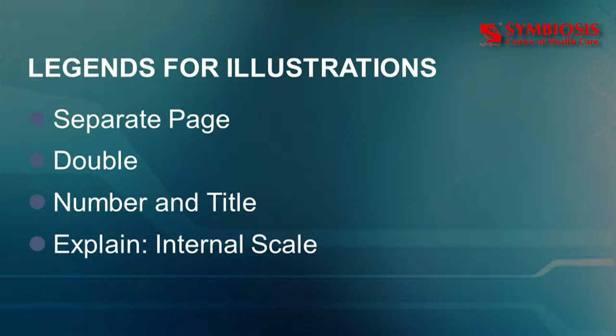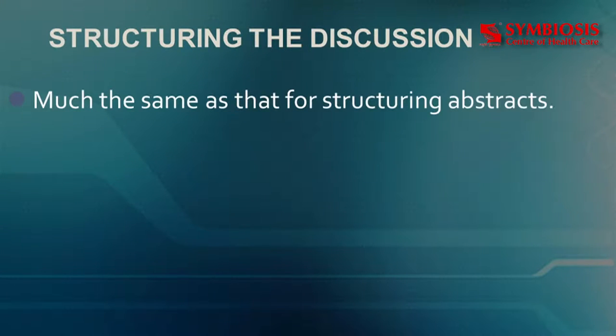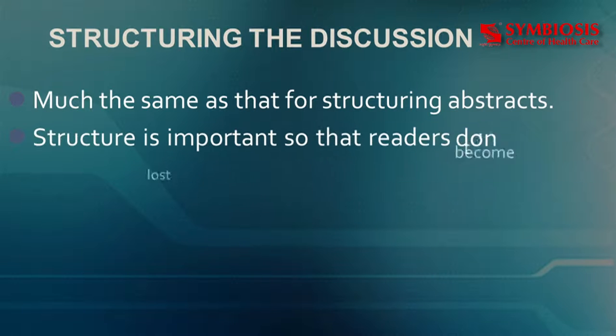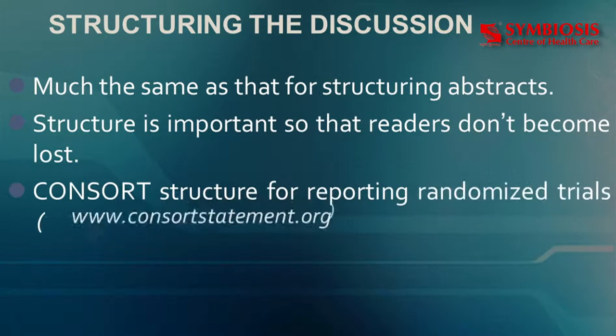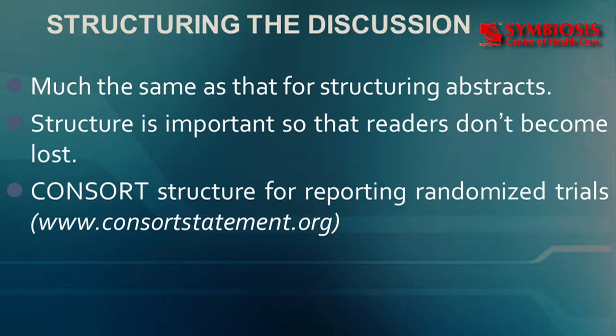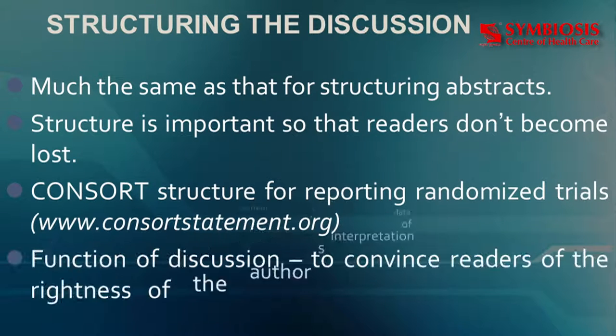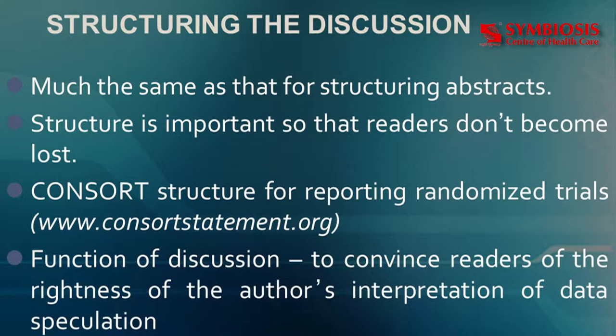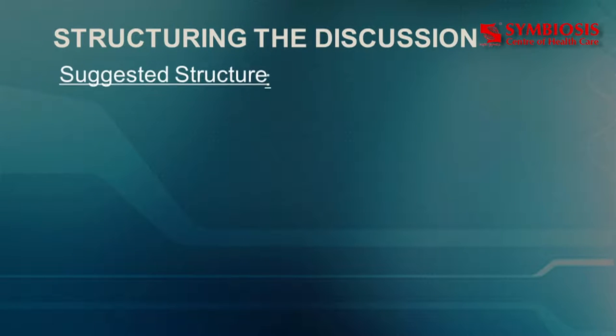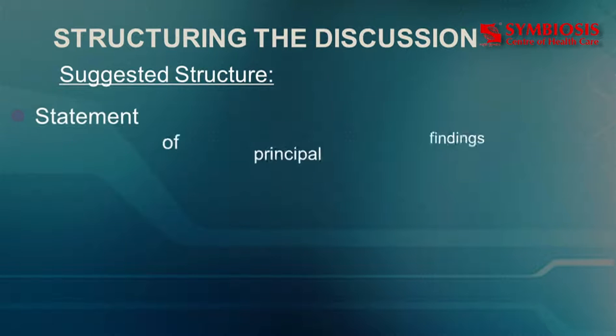Now, coming to the final section of your paper, structuring the discussion. It is much the same as structuring the abstract. Structure is important so that the readers don't become lost. At times, discussion is written in such a way that people just get lost in the discussion part. You can follow CONSORT, that is the structure of reporting randomized trials, for example. The function of discussion is to convince the readers of the rightness of the author's interpretation of the data that has been generated.